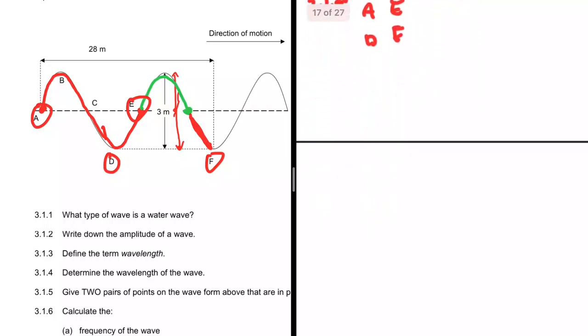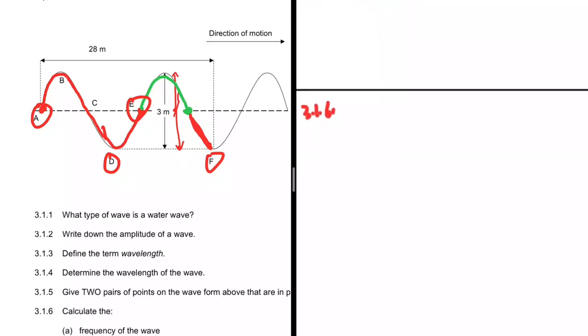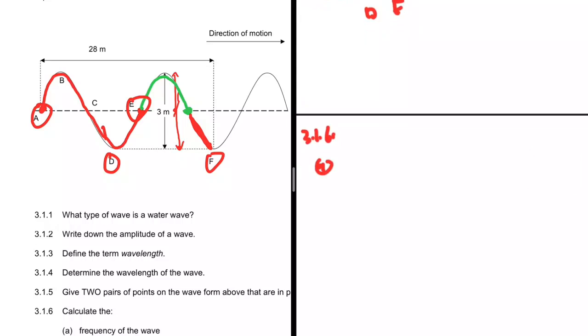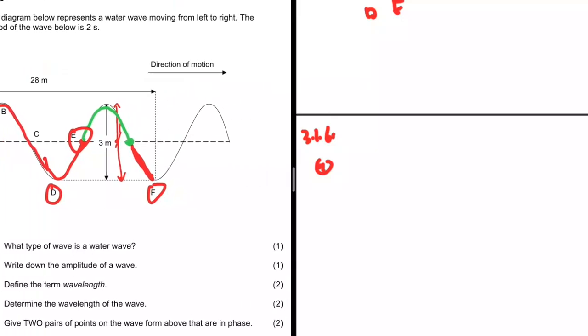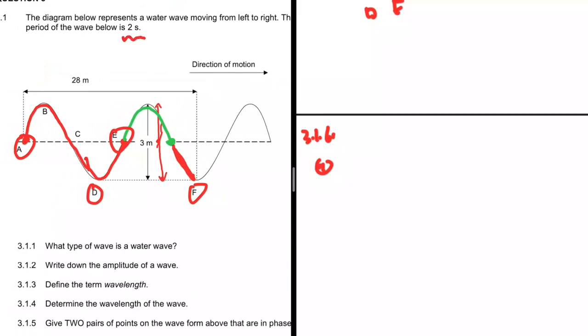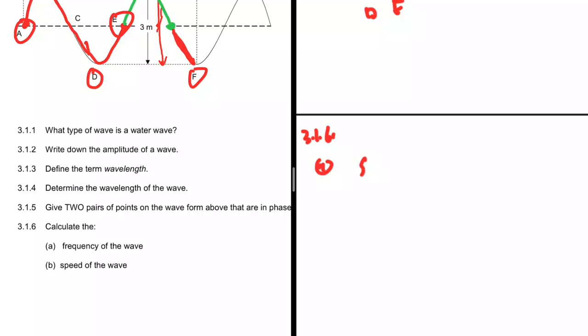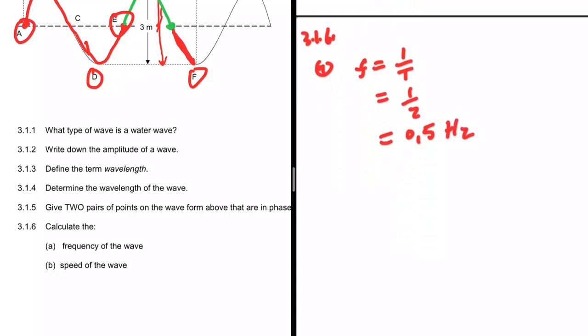3.1.5. Let's take a look at 3.1.6. So we are supposed to calculate the frequency of the wave. Well, what information do we have? We are given the period in the question statement, right? The period is said to be 2 seconds. So frequency is equal to 1 over T, which is the period. So this is 1 over 2, which will give us 0.5 hertz.